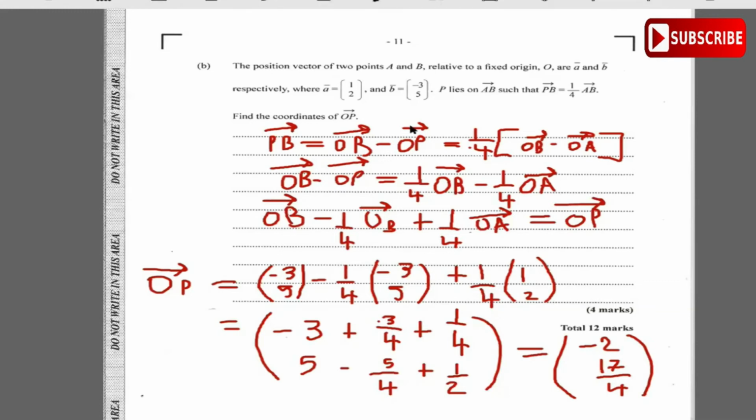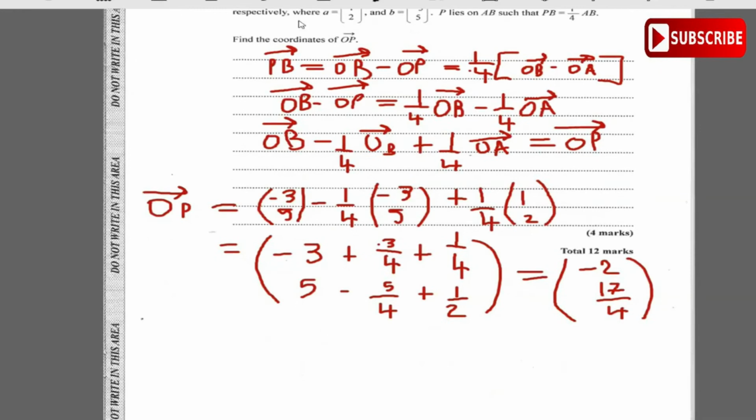If we wanted to write it in numbers, some persons like to see numbers, and when I say numbers, I mean decimal numbers, you can write it as 4.25. Depending on what flavor you are, you write it how you want. That's vector OP.